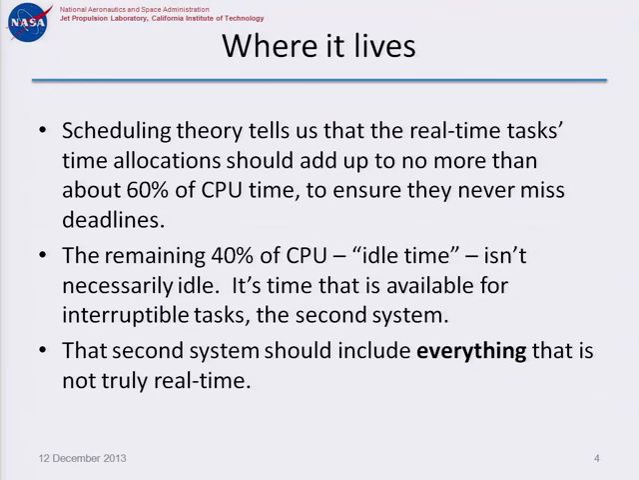When we look at the scheduling theory for real-time systems, the sum of the allocations of time for real-time tasks theoretically is not supposed to add up to more than about 60% of the CPU time, because you have to have the remaining 40% as margin to make sure that you never miss deadlines. Well, that other 40% we think of as being idle time on the processor. And it can be idle time, but it doesn't have to be. You can be doing things during the idle time. And that idle time is what's available for this second system, the interruptible tasks, the data management tasks, everything that's not really real time.